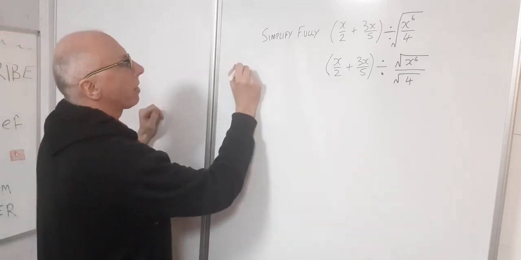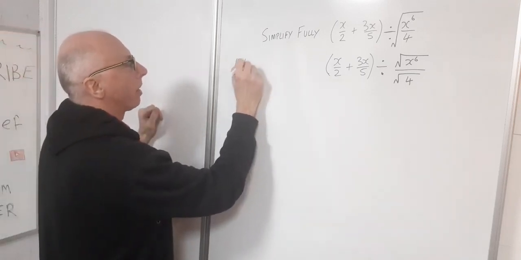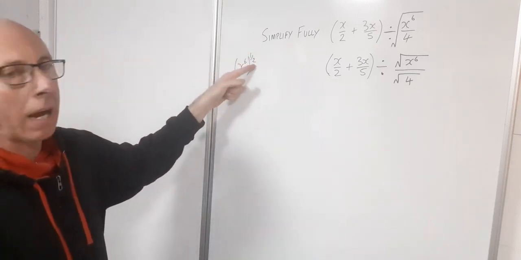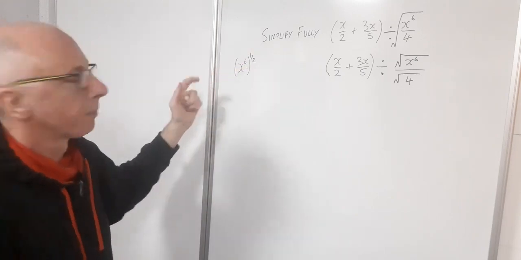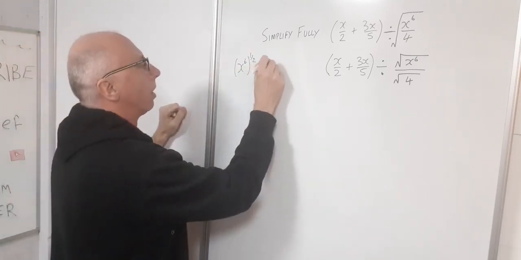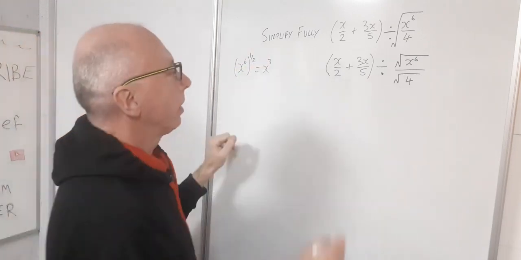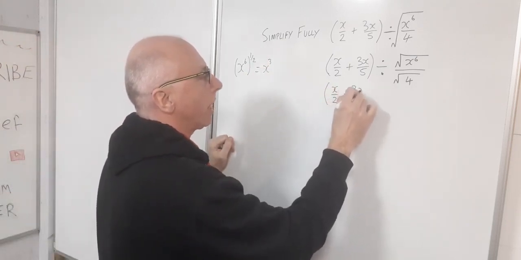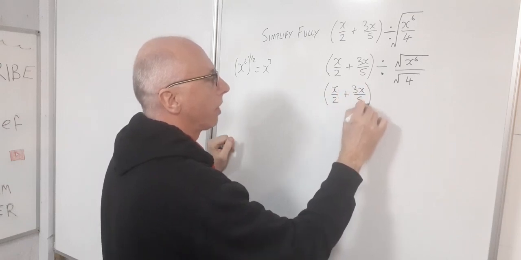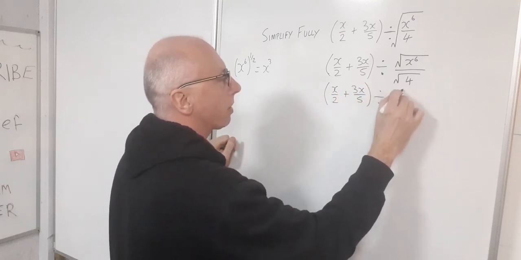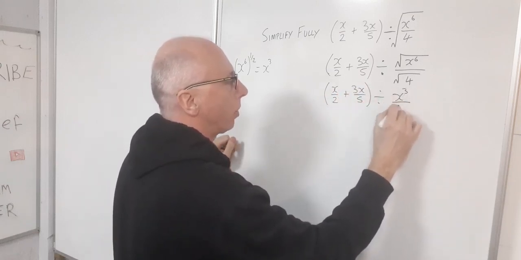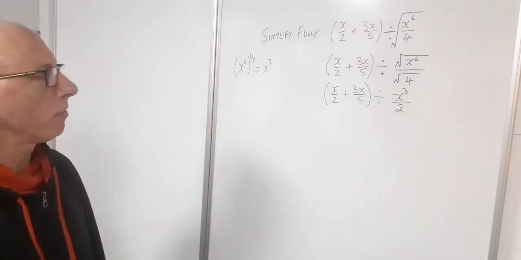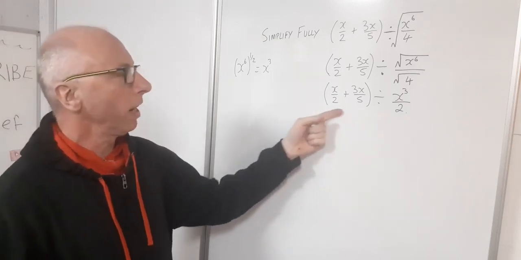So let's look at that. The square root of x to the 6 is x to the 6 to the power of a half. So what we do is multiply the powers, that's where I get x cubed from. So let's write that over here. So now I've got x over 2 plus 3x over 5 divided by x cubed over 2, since the square root of 4 is 2. Okay, well at least I've got rid of the square root, but I don't really like this fraction as it is at the moment.